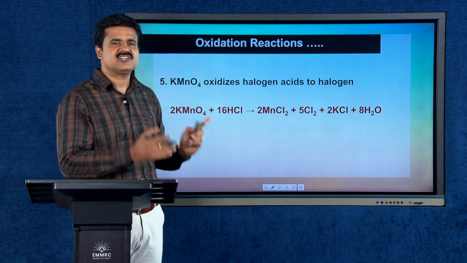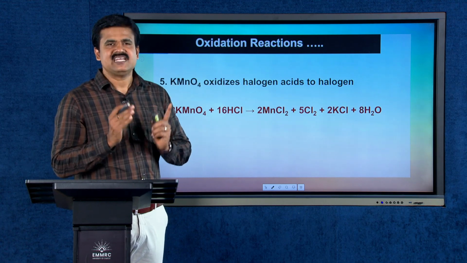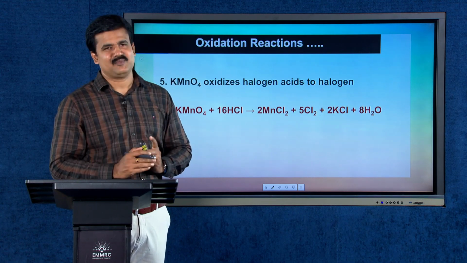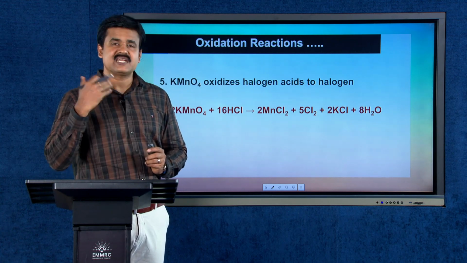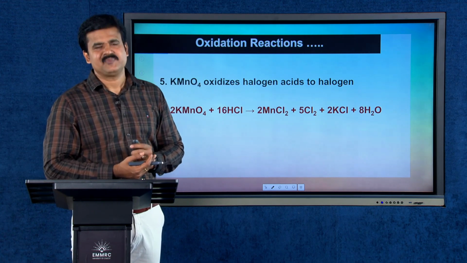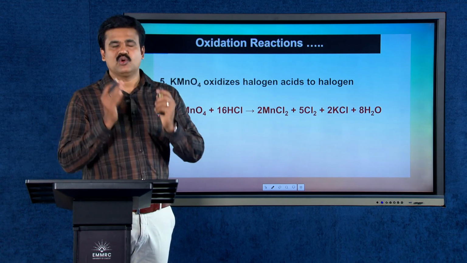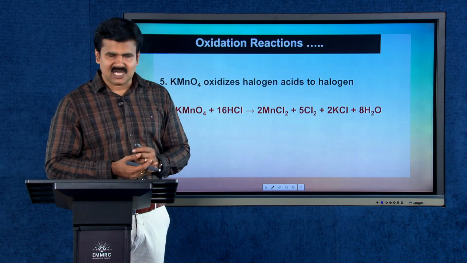So, this reaction is the reaction between HCl and acidified KMnO4. Here HCl is also an acid. So, you need not add H2SO4 separately. So, acidified KMnO4 oxidizes halogen acids to halogen.